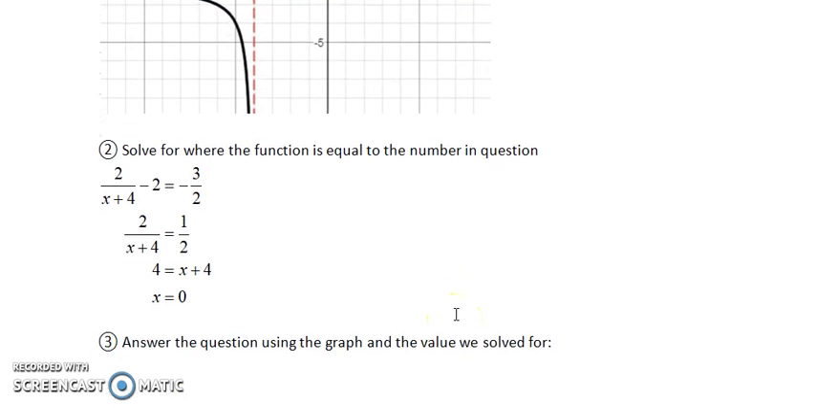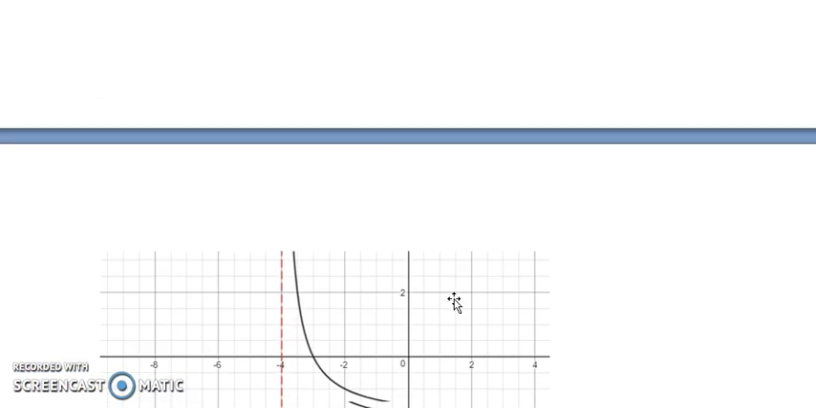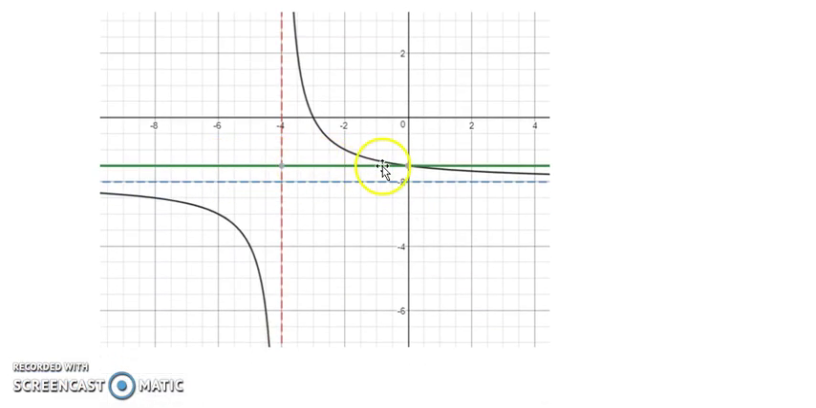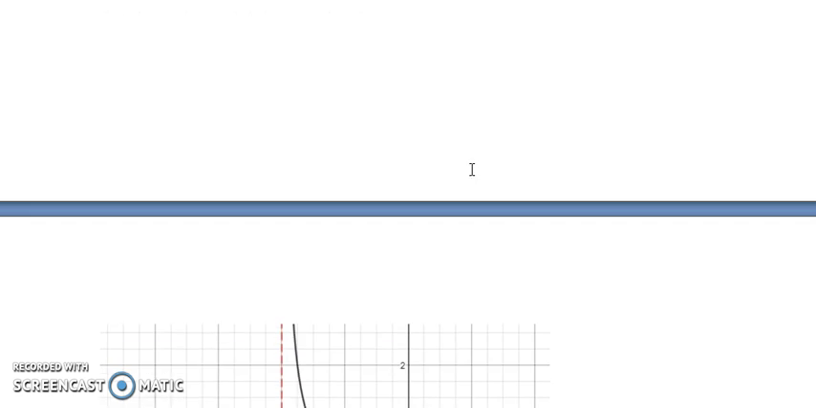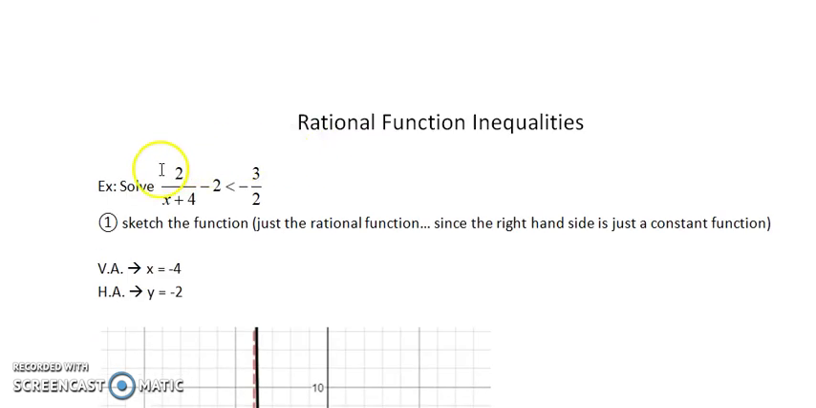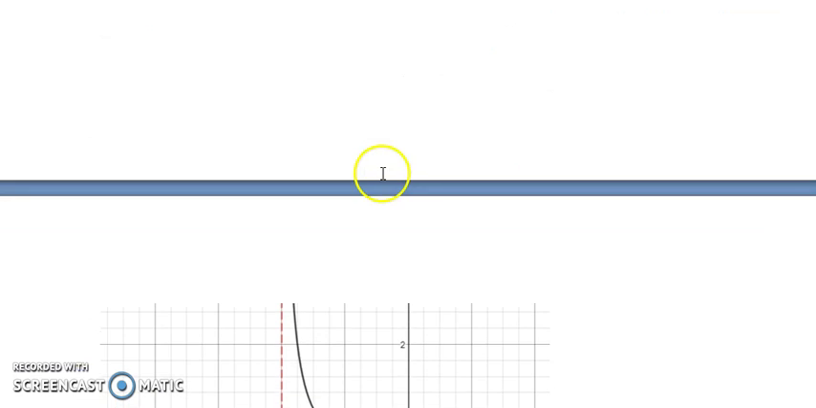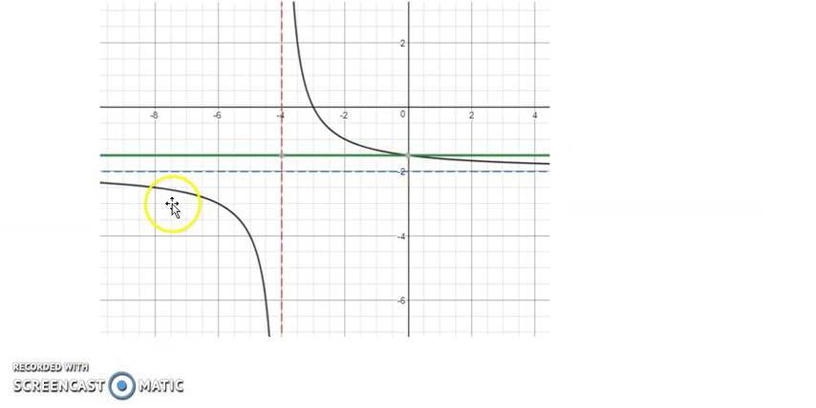Now, what I'm looking for, so just to show you again on the graph, I've graphed the function, and I've added in the line y equals negative 3 over 2. What I'm looking for in this question is where is the function less than that value? And to answer that, I'm going to look at the function all the way from the beginning of its domain, all the way from the very left. And I'm going to look for where is the function below this green line. Well, it's below the green line this entire time here.